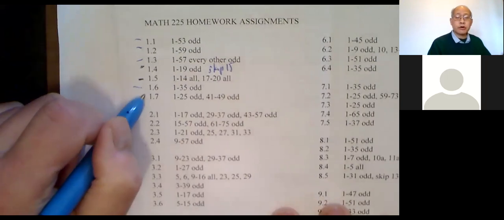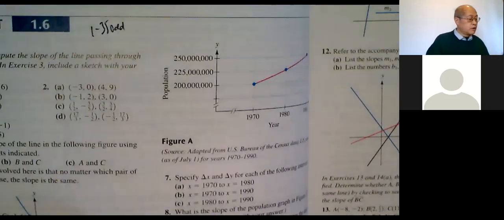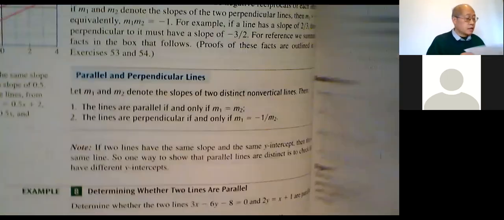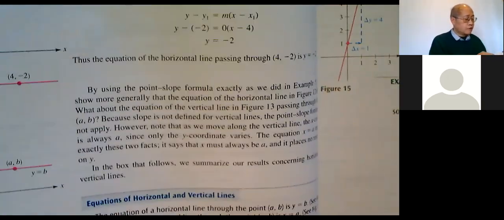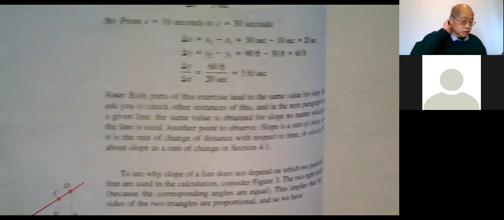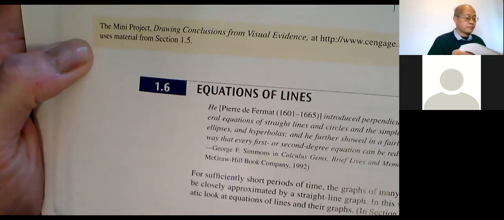Okay, so I'll get started with 1.6. It's pretty much a review of straight lines and how to do lines. Hopefully this is review. So I'm going to go fairly quickly through lines because you've seen all this before, hopefully many times, in algebra 1, algebra 2, and so forth. Okay, so equations of lines on page 42.